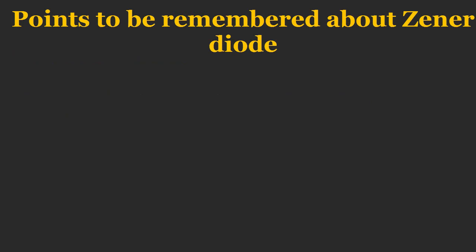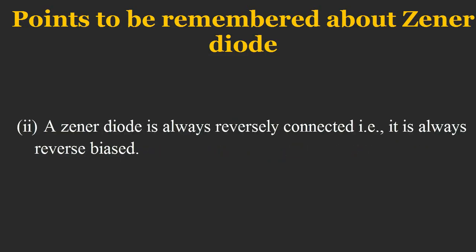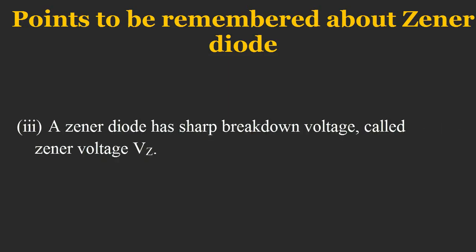Points to be remembered about Zener diode. A Zener diode is like an ordinary diode except that it is properly doped so as to have a sharp breakdown voltage. A Zener diode is always reversely connected, that is, it is always reverse biased. A Zener diode has sharp breakdown voltage called Zener voltage, denoted by the letter Vz.